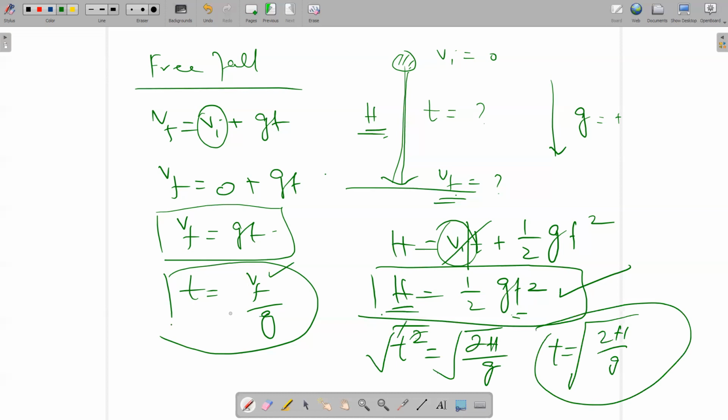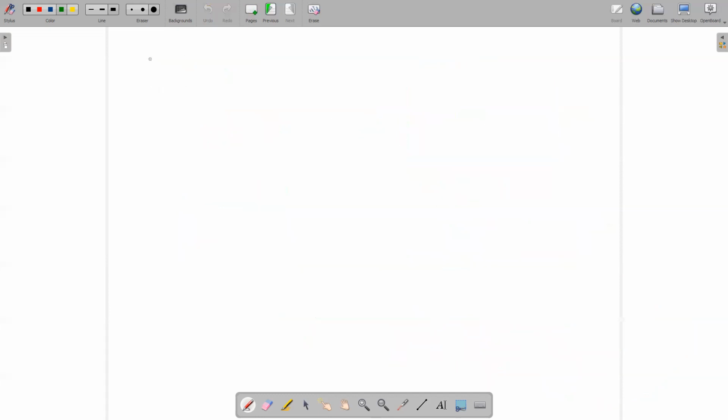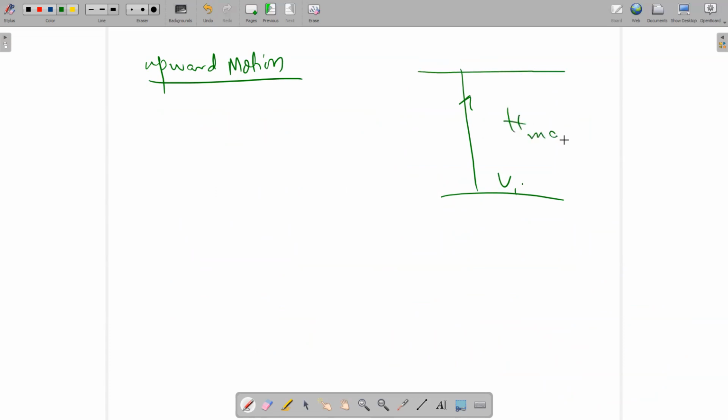If the body is moving up, then what will be the situation? See in the next page. Now the body is in upward motion. I am taking the case of upward motion. In upward motion, the body is moving up like this one. Here we are giving some velocity and at the maximum height, the final velocity will be 0. What will be the G value? G value is constant, not 0. Don't say 0. G value is constant. So for upward motion, VF is 0 only at maximum height. Here it is not 0.